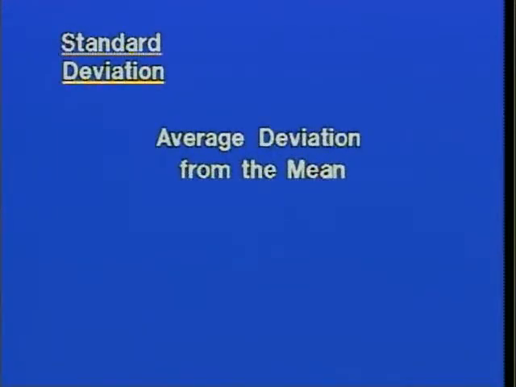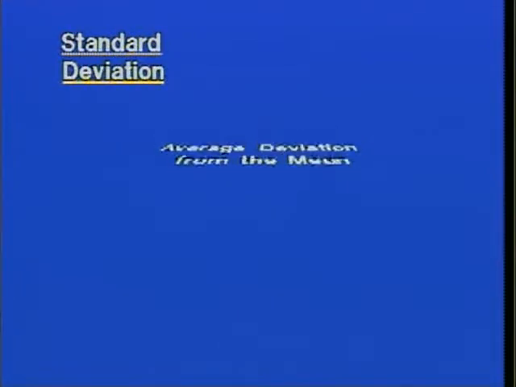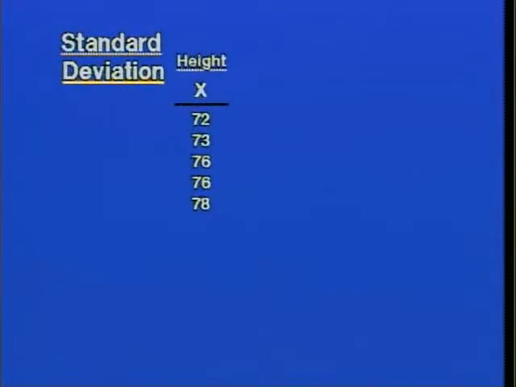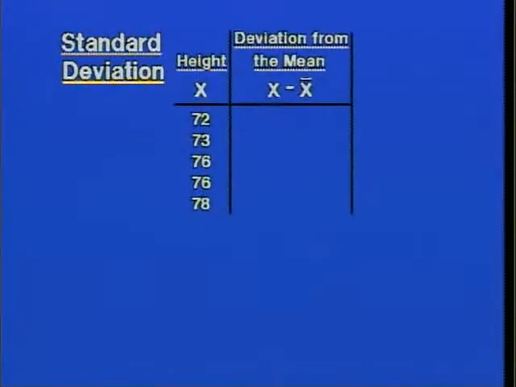Now let's talk about standard deviation. We can think of standard deviation as average deviation from the mean. This is a pretty good way to think about it when we think of the logic involved in the equation or the formula that we're going to use to calculate deviation from the mean. Now we're going to take these one team at a time. The heights of the members of team 1 are listed here, and we're going to calculate deviation from the mean.